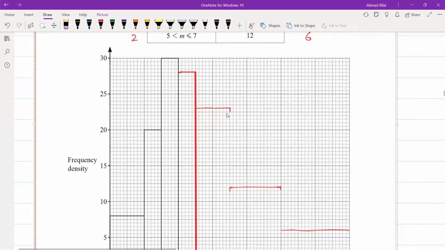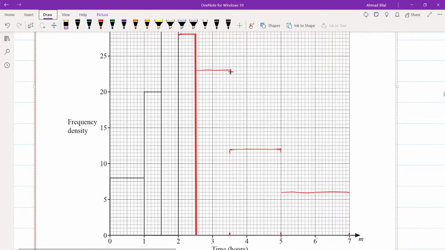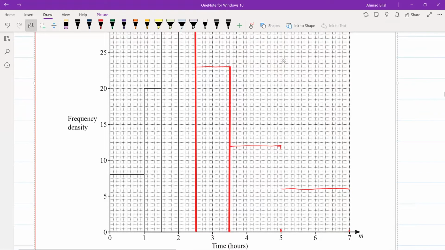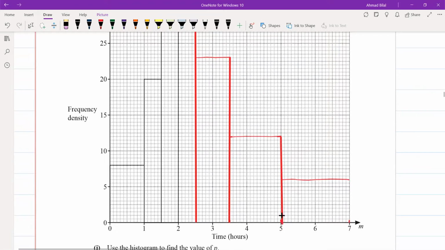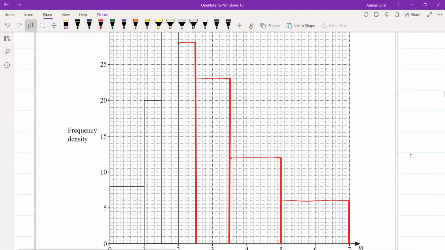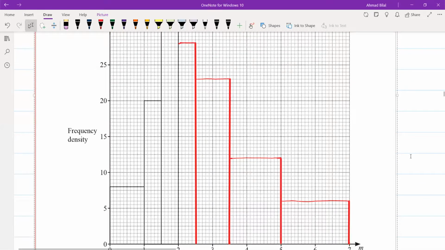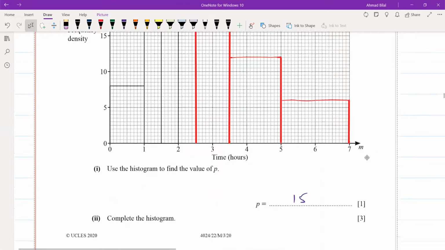Okay, so we have this here. Then the next one, that's going to be like this. Okay, and we have next here, like this. And then finally, we have the final bar there. That looks like this. So that's our histogram. Okay, this is how your histogram would look like. Is this clear to everyone? Yes, sir. Okay, good. So that's the histogram.